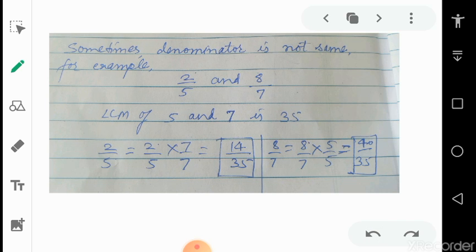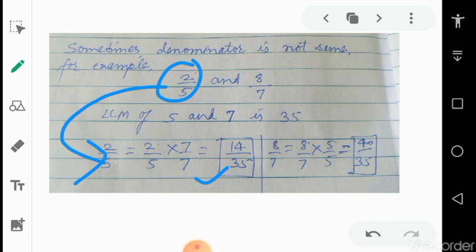So if you remember the tables, you can easily find the LCM and HCF also. In the first fraction, how can we make 5 equal to 35? We can multiply by 7. So we multiply both the numerator and denominator by 7. Now we convert 2 upon 5 as 14 upon 35. So we multiply by 7 upon 7. Now it is converted into a fraction, that is 14 upon 35.